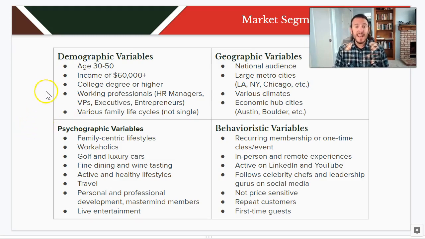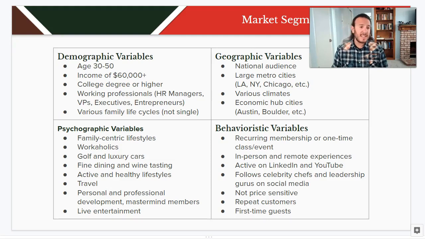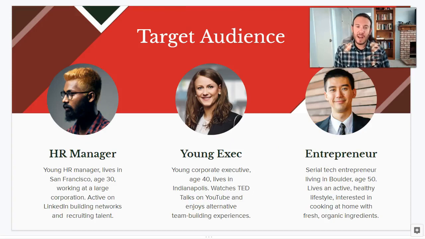The next step in this is to take some of these variables and make some connections to think about 3 example customers. So I've created that on the next slide. These are my 3 target audience personas. Based on the previous slide, the market segmentation analysis, I have created 3 types of people that fit within here that would be ideal target audience customers.